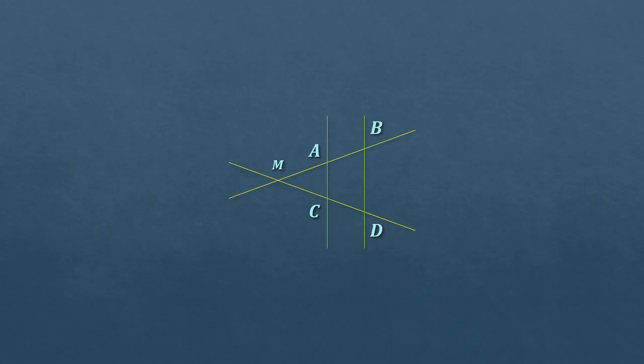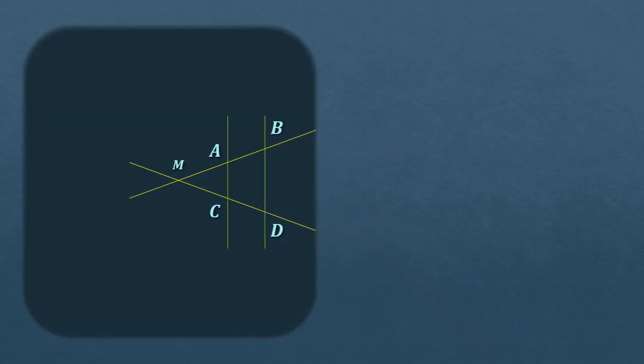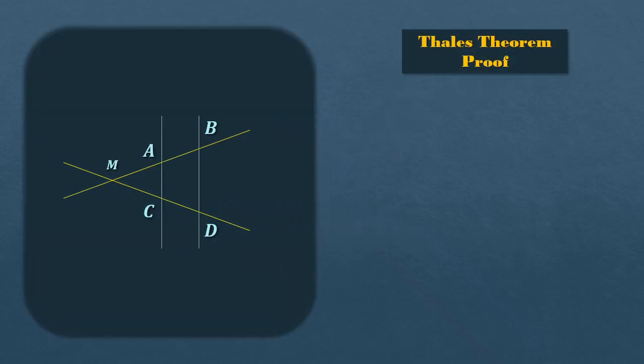We consider two parallel lines that are intersected at points A and C on the first line, and at points B and D on the second line, by two secant lines that meet at a common point M, exactly as shown in the attached figure. Our goal is to demonstrate Thales' theorem using this geometric configuration.